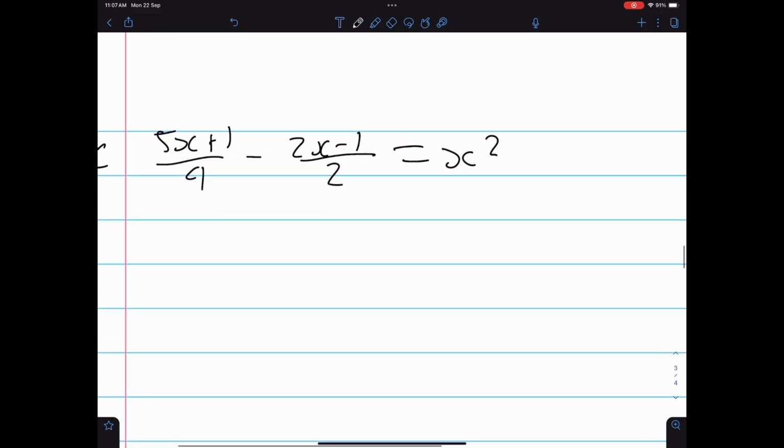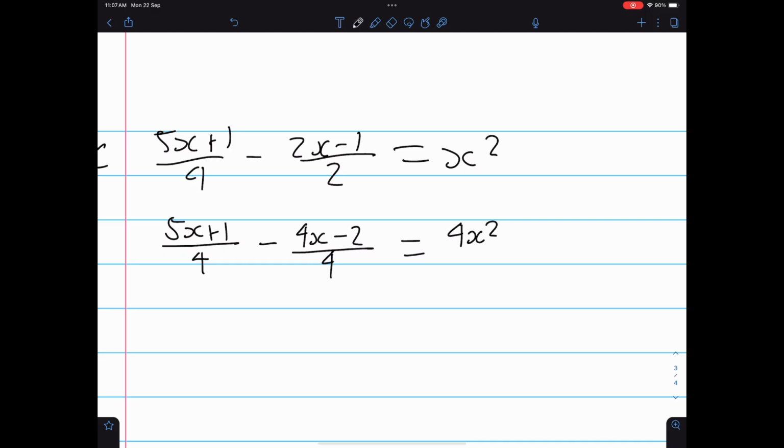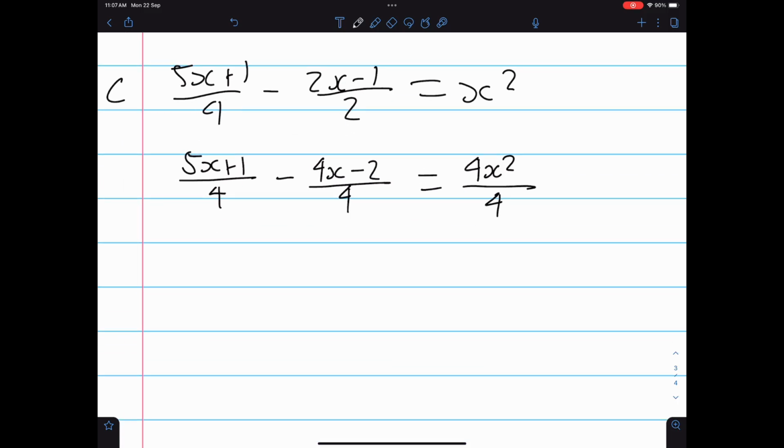And we'll just keep on punching with 5x plus 1 over 4 minus 2x minus 1 over 2 equals x squared. This is honestly easier, because now we just need to double this and then multiply that by 4. So we can rewrite this as this. I've just doubled 2x minus 1 to get 4x minus 2. And I've turned this into 4x squared over 4, because those would cancel out to get x squared, and these would cancel out to just get that if you factorised it again. And now we see denominators are the same.